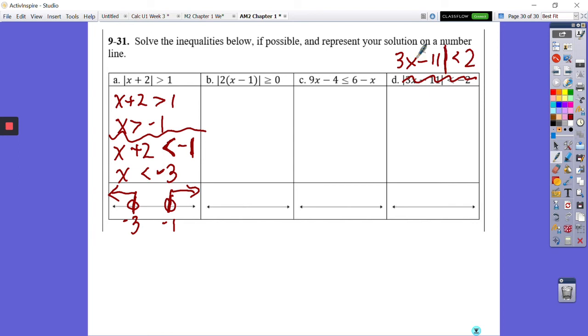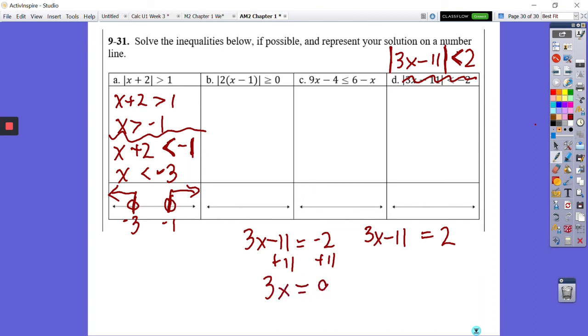But anyway, 3x minus 11, I just go with 2, and then I do my other one, 3x minus 11 and negative 2. So I really just treat it like it's an equation. And so I add 11 to negative 2, I get 3x is equal to 9. I add 11 to positive 2, I get 3x is 13. And so x is 3 or 13 over 3. 13 over 3 is 4.33333. So 3 and 13 over 3.